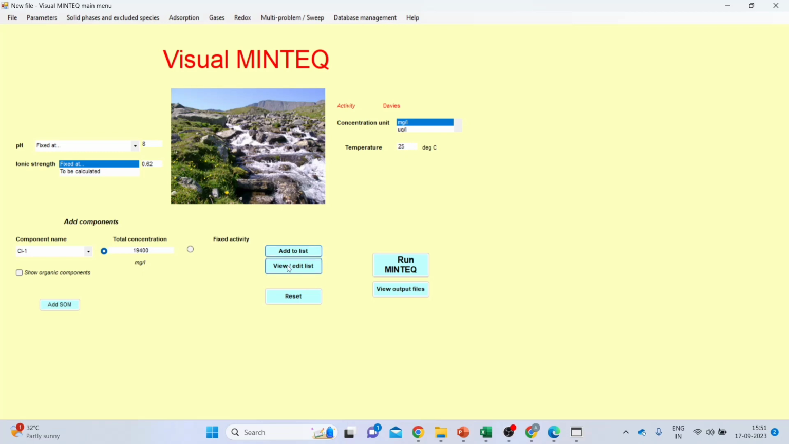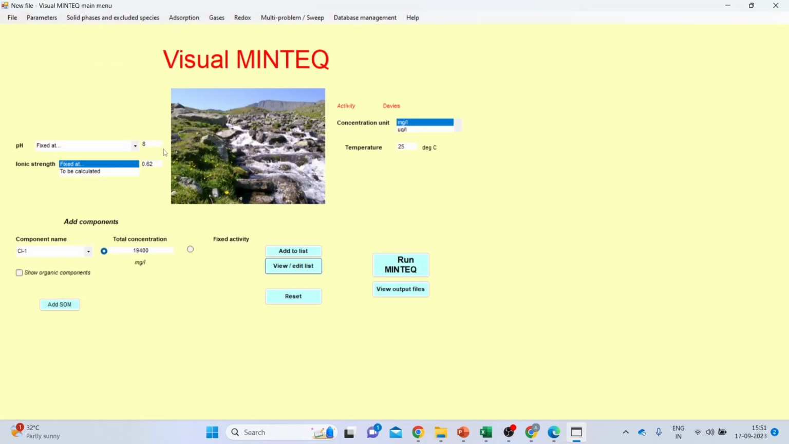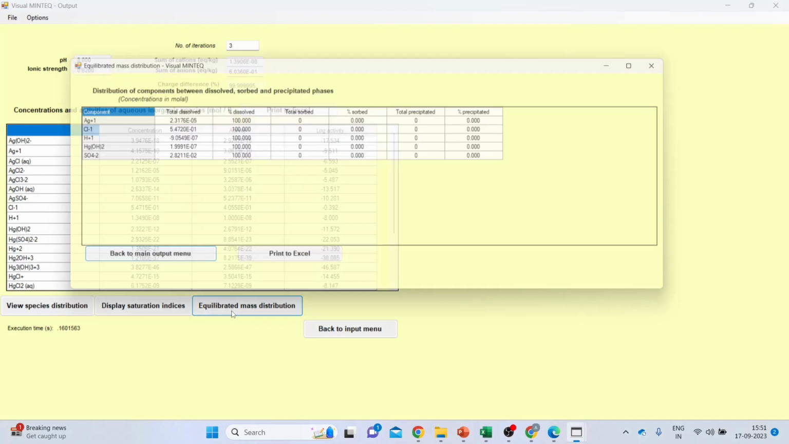So let's see, we have added all the things. So we have added silver, mercury Hg2, sulfate, chloride. We have fixed the pH at 8 and ionic strength is 0.62. So we will run the MINTEQ. So this is the overall species distribution. The pH is already fixed at 8 and ionic strength at 0.62. So we can see the equilibrated mass distribution.